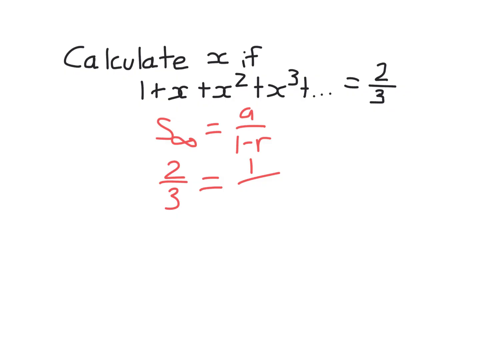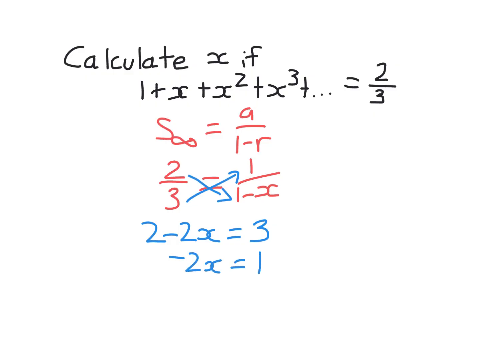So we just get 2 over 3 equals 1 over 1 minus x. So to solve for x, I'm going to cross multiply. I get 2 times 1 minus x, so 2 times 1, 2 times negative x, is equal to 1 times 3. So this equation is very easy to solve. Simply subtract 2 from both sides, divide by -2, you get x equals -1/2. So this is the sequence 1, -1/2, +1/4, -1/8, and so on.